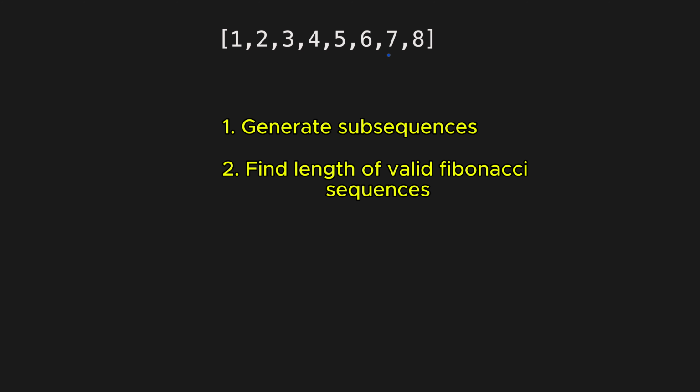Now in terms of solution, one of the naive approaches can be that we use backtracking to generate all possible subsequences of an array. And then for each subsequence, we check whether it satisfies the Fibonacci property. That is, every number in the sequence is the sum of the 2 preceding elements. And as we do this, we would track the maximum length of a valid Fibonacci-like subsequence found.